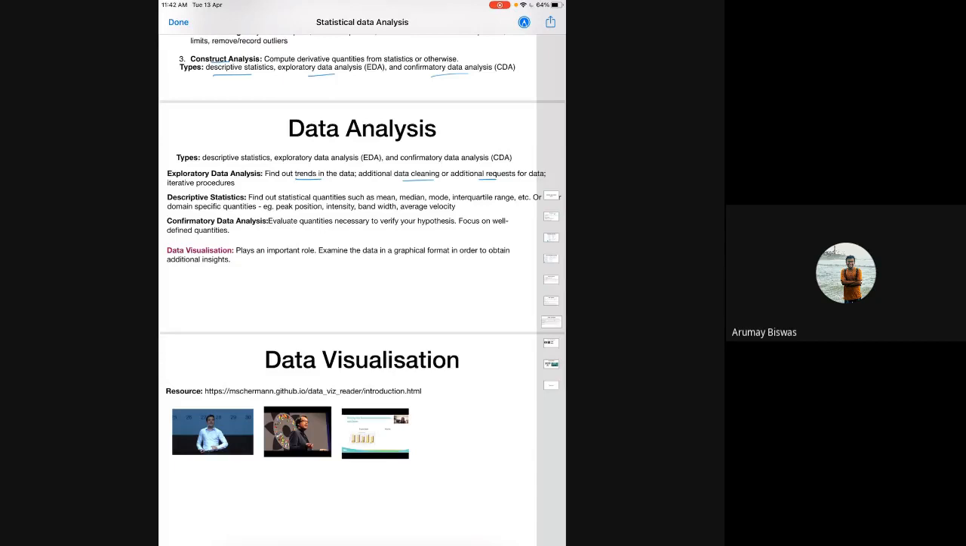Then if you're doing descriptive statistics, then you just report what you get. Okay. Then this is typically not iterative. So you just report quantities like mean, median, mode, interquartile range of the data, etc.